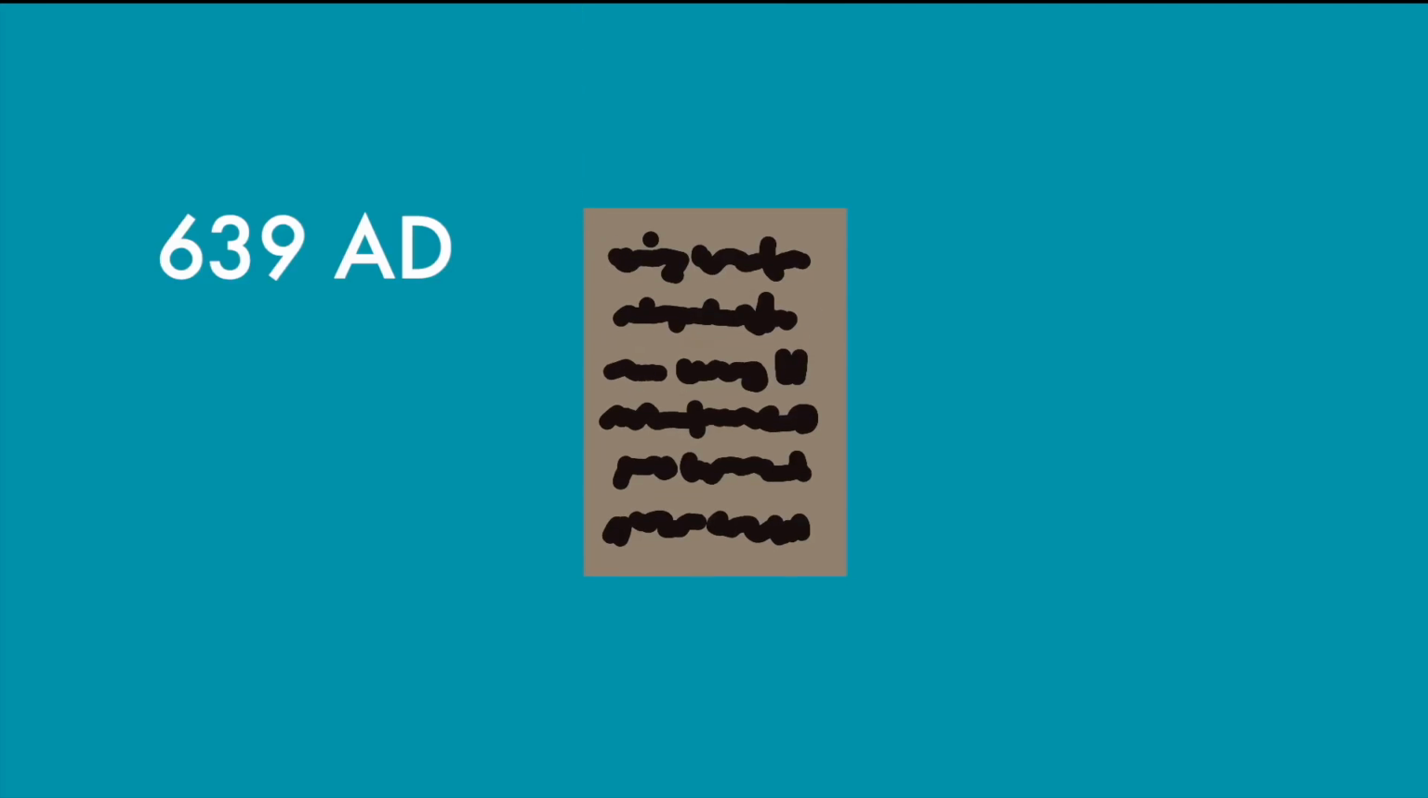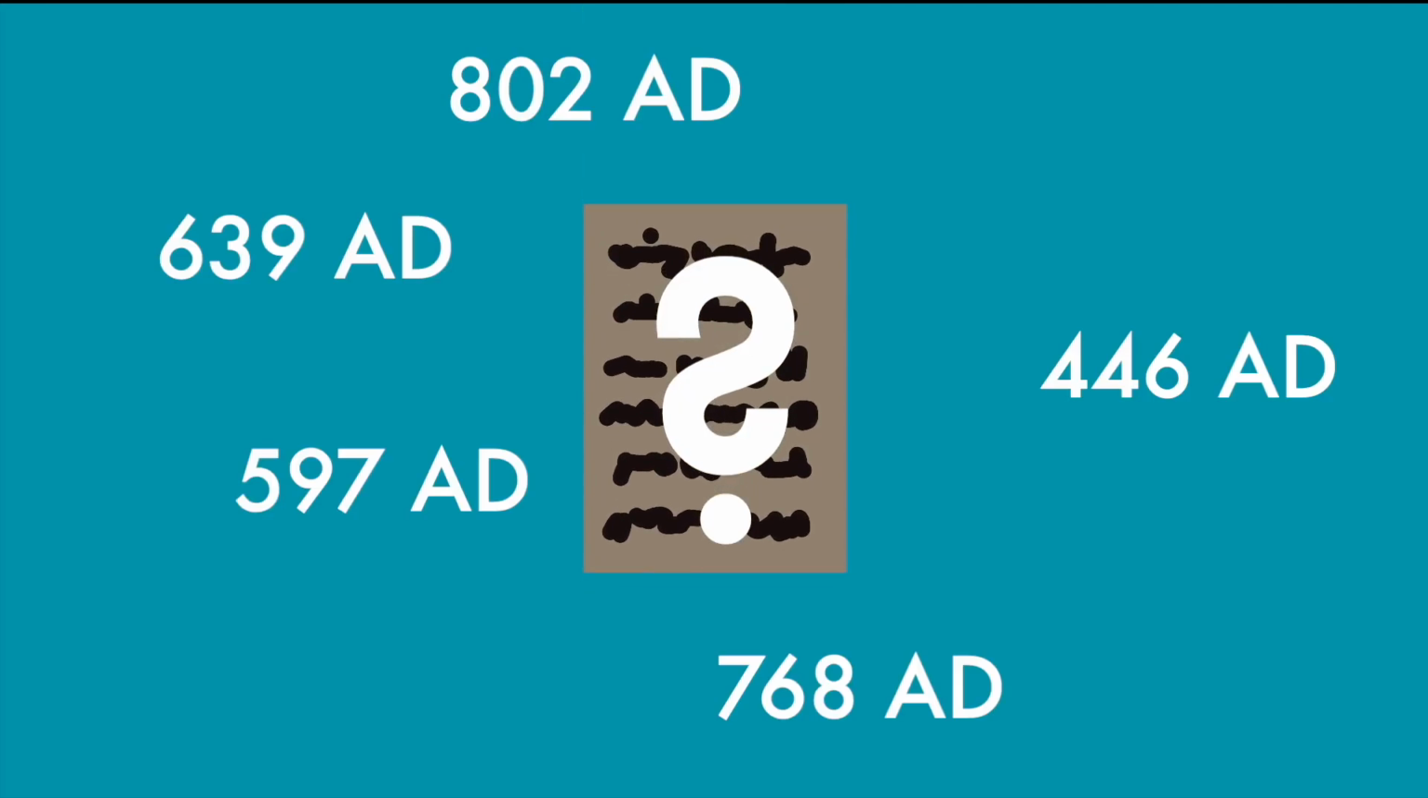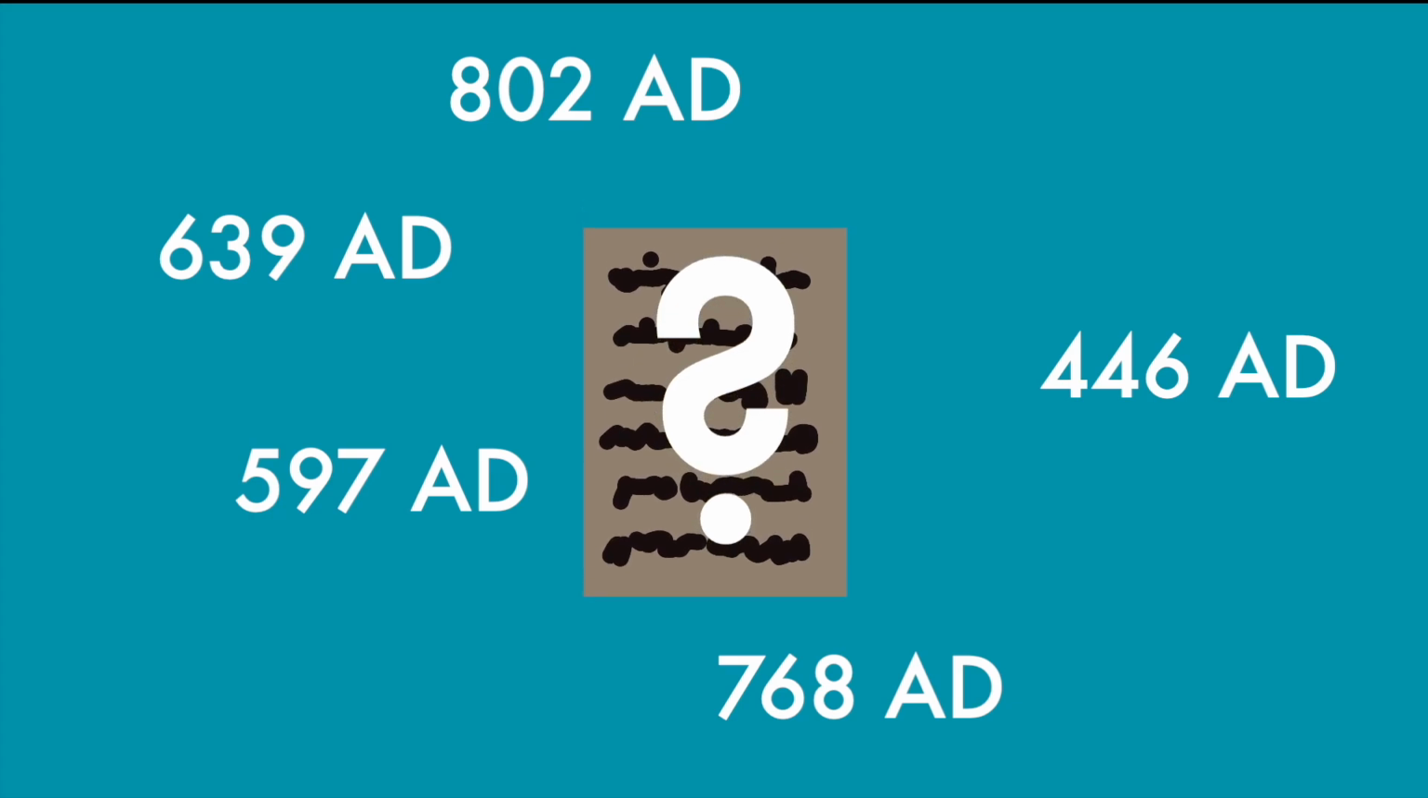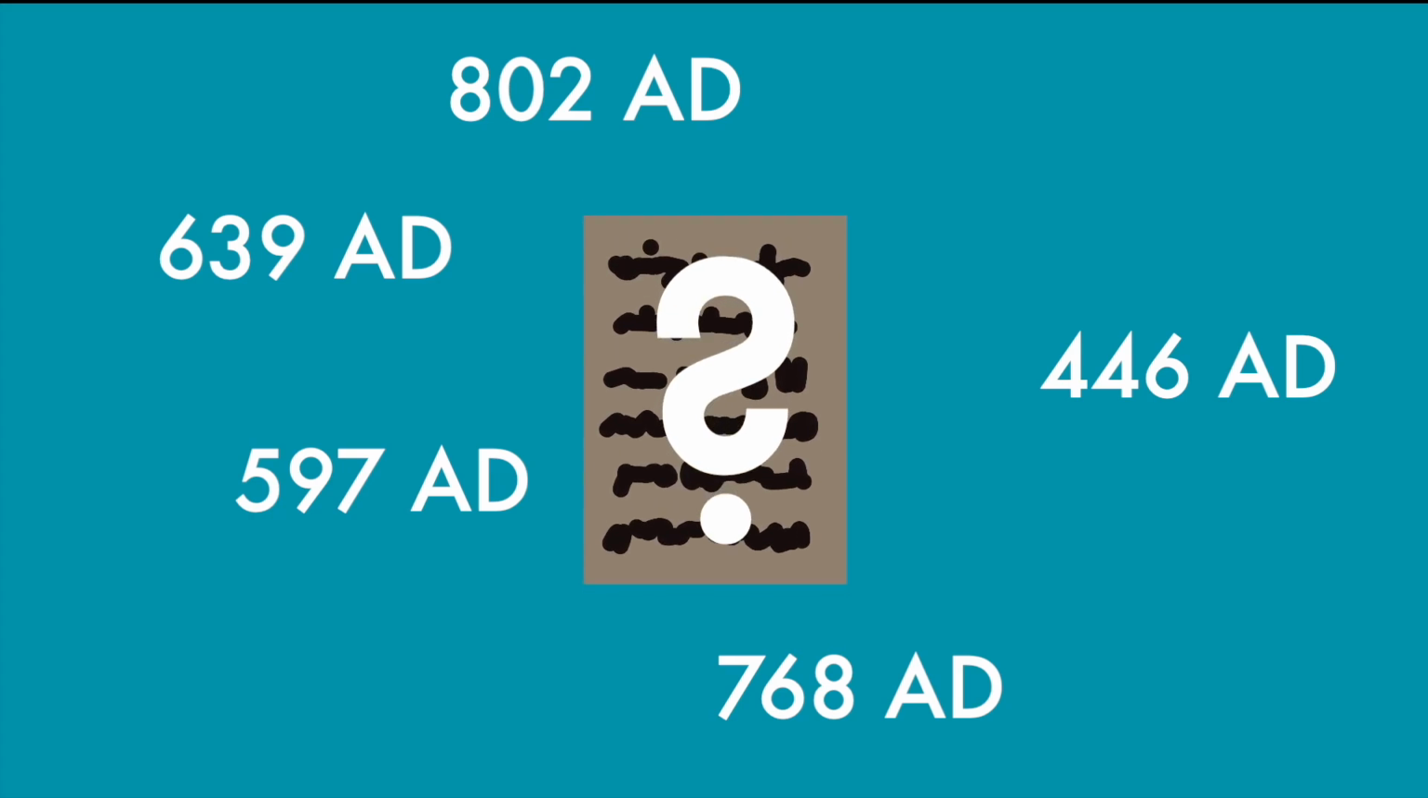When analyzing the history of the Quran, it is of vital importance to reliably date the manuscripts. By far the best tool to do so is radiocarbon dating. But how exactly does it work?